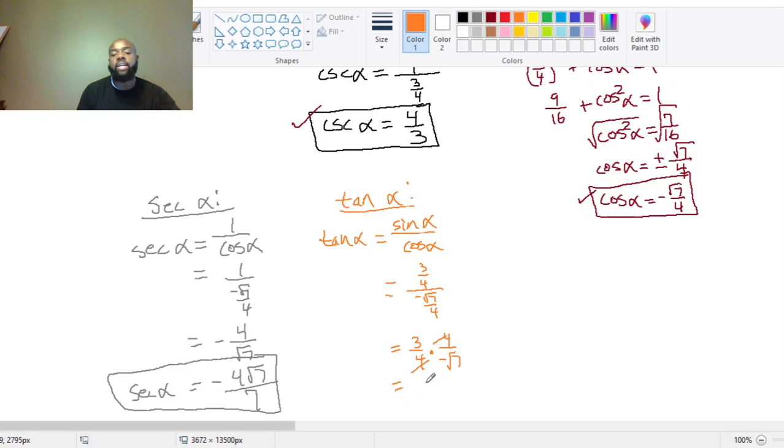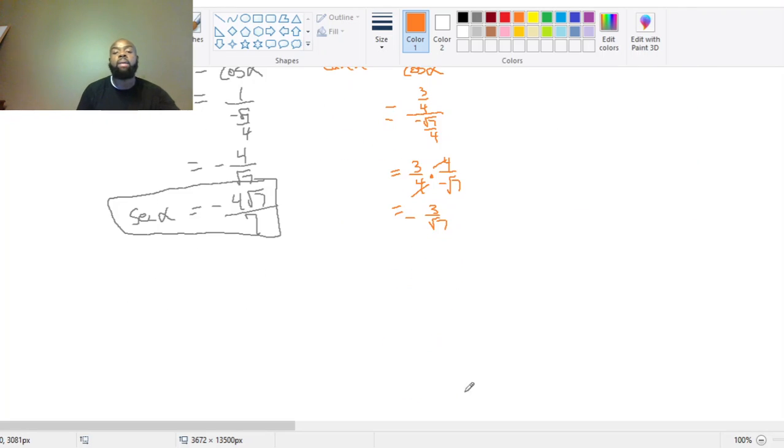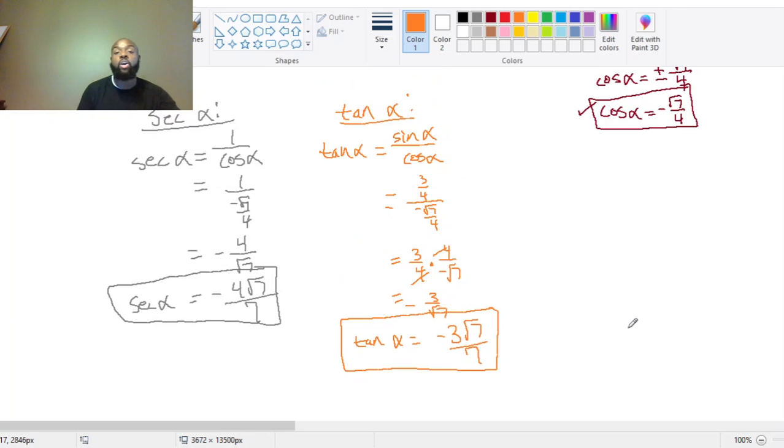4 is canceled, and so I get negative 3 over the square root of 7. I can rationalize my denominator, and I'm going to get tangent of alpha equals negative 3 square root of 7/7. All right, so I have my tangent. Now, I can do multiple things. I can find my cotangent the exact same way, or I can say that, since I know my tangent, it's just 1 over the tangent of that angle alpha.